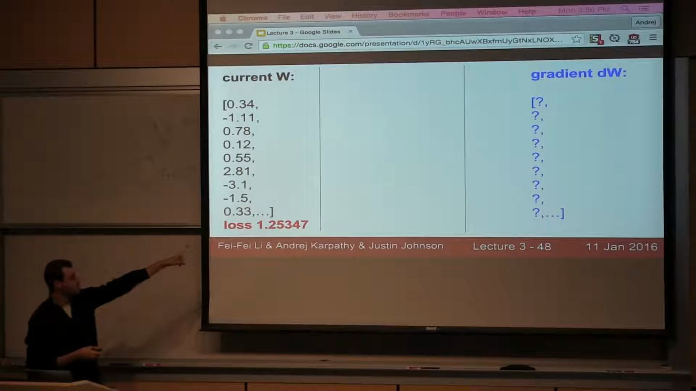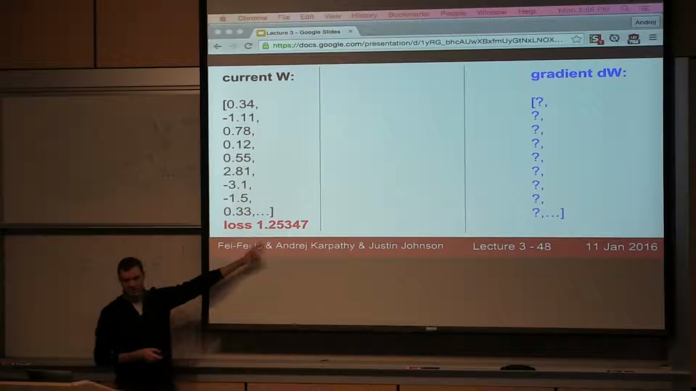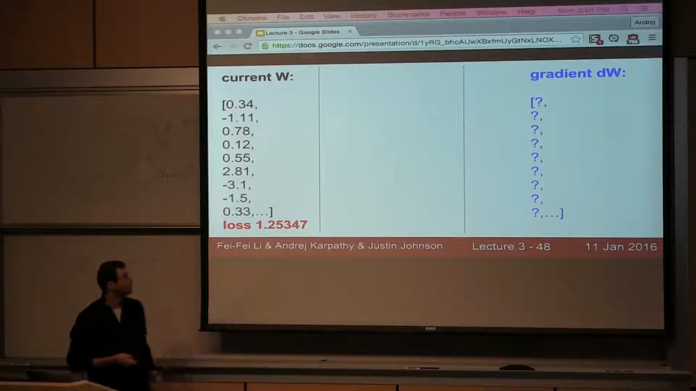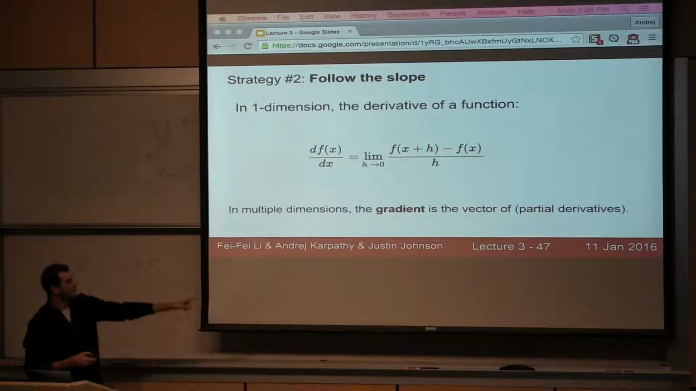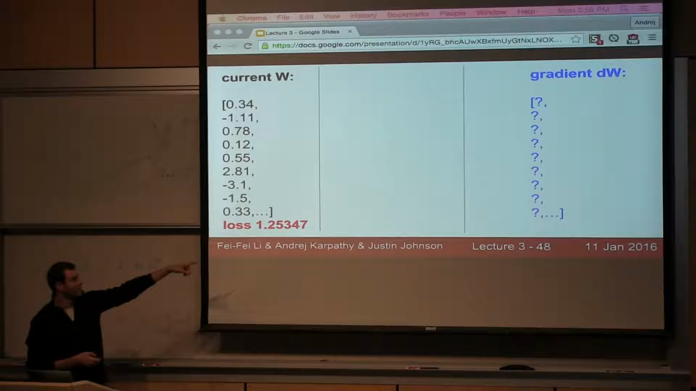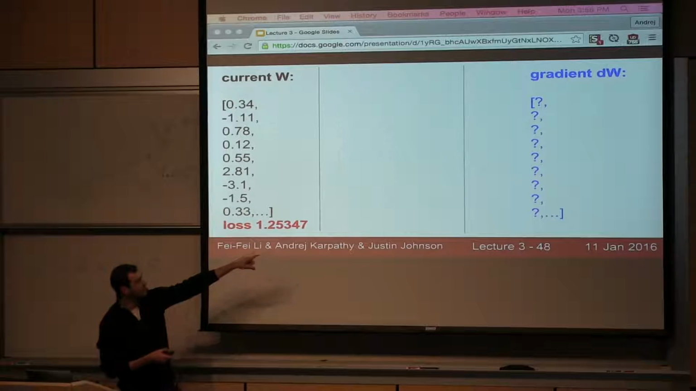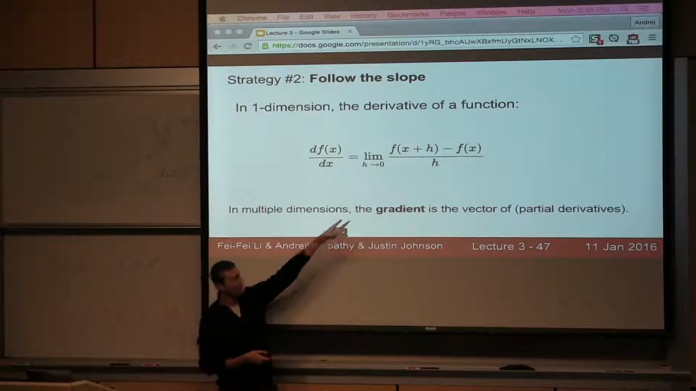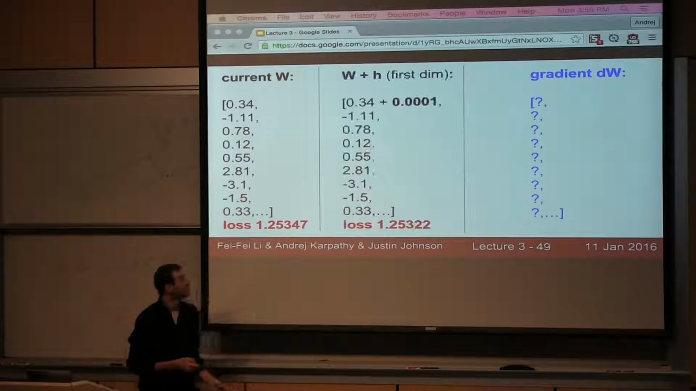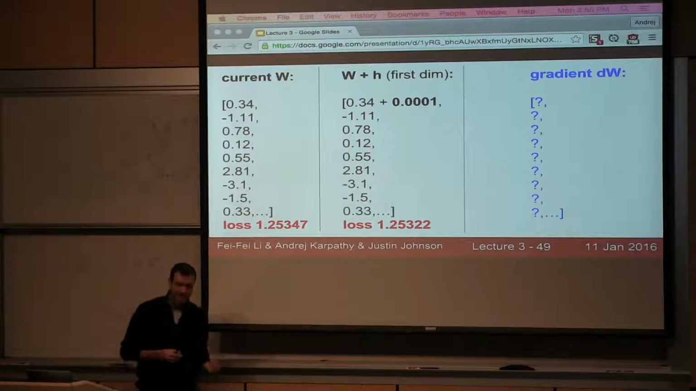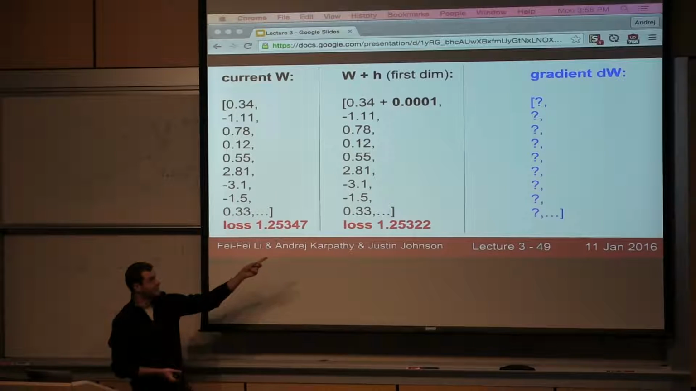So suppose we have some current W, and we're getting some loss, okay? What we want to do now is get an idea about the slope at this point. So we're going to look at this formula, and we're just going to evaluate it. I'm going to go in the first dimension, and really what this formula is telling you to do is evaluate your altitude at x plus h, subtract f of x, and divide by h. What that corresponds to is me being on this landscape, taking a small step in some direction, and looking whether or not my foot went up or down, right? That's what the gradient is telling me.